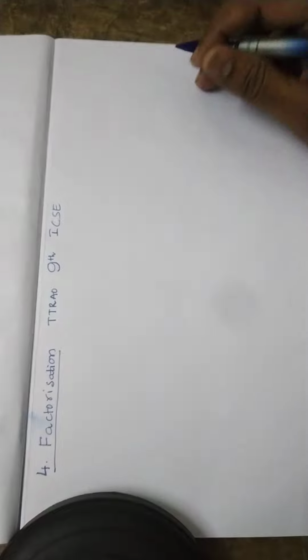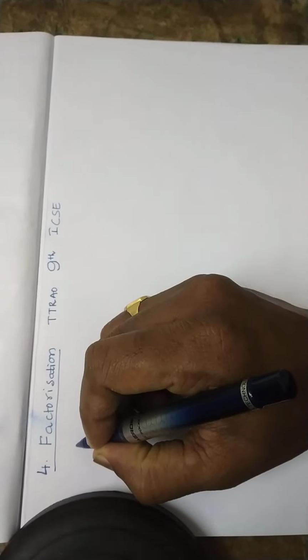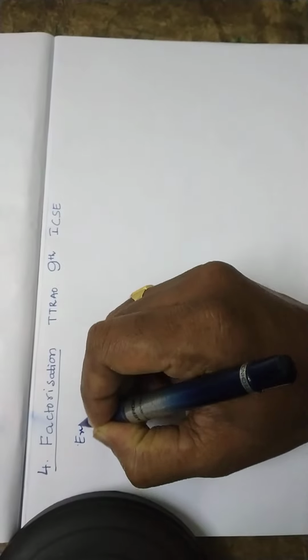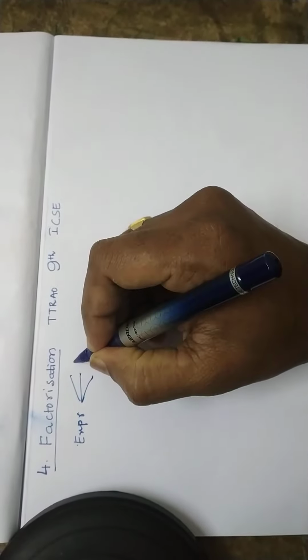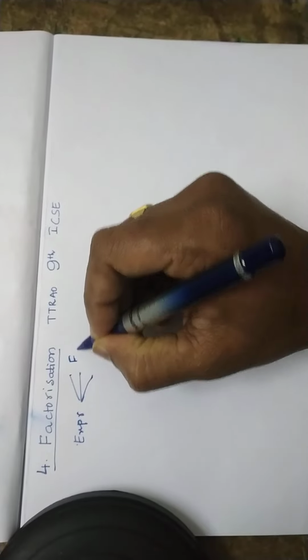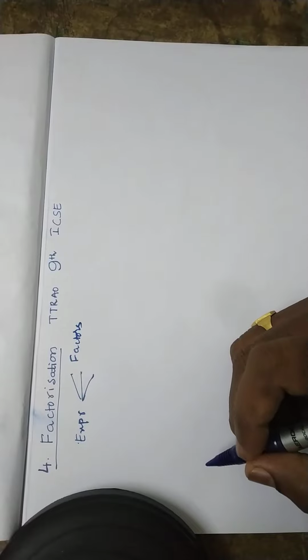Alright. So factorization, 9th class. What is, first of all, factorization? We'll see. Factorization is actually, one expression will be there. The expression converted into different factors is nothing but factorization. So splitting of an expression into factors is nothing but factorization.